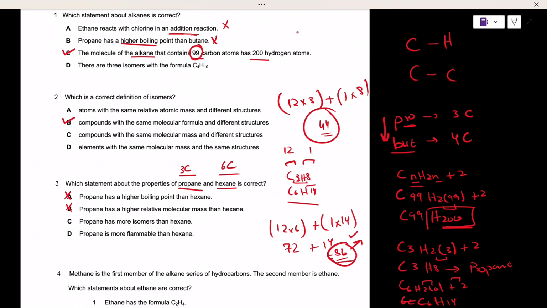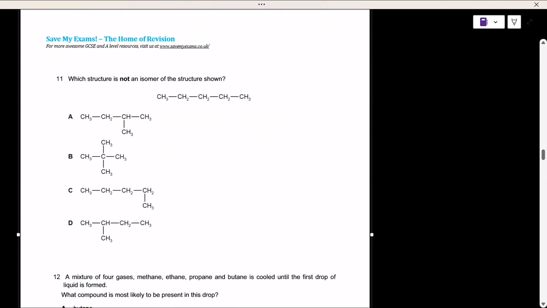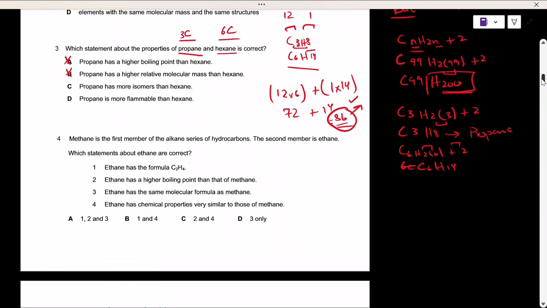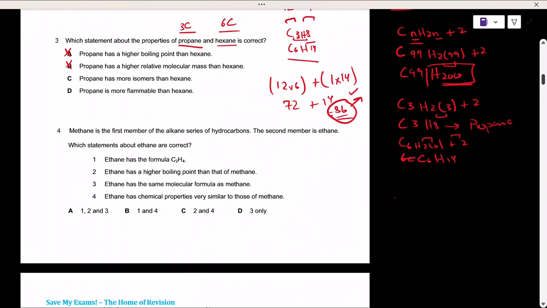Okay, let's look at the third one. Propane has more isomers than hexane. Now, if you know what isomers are, you would know that propane, which is a 3-carbon molecule like this, cannot have an isomer. Why? Because what is the definition of isomer? Isomer means the same molecular formula but different structures. The structure needs to be different. So I cannot rotate this 3-carbon chain in any way possible.